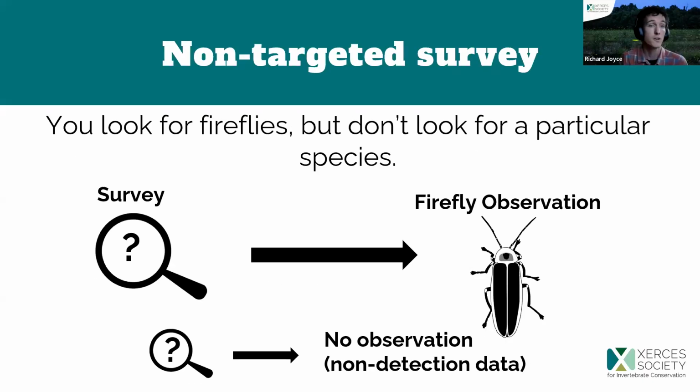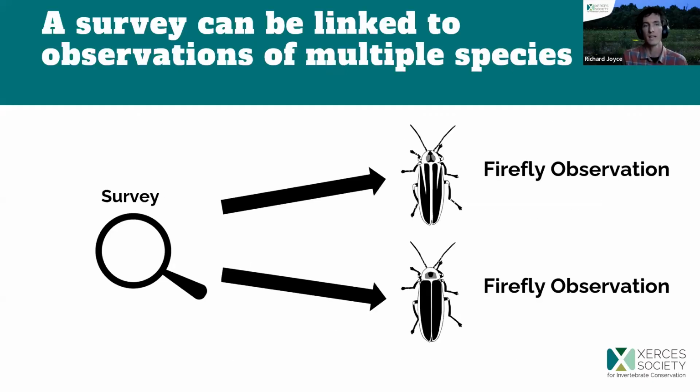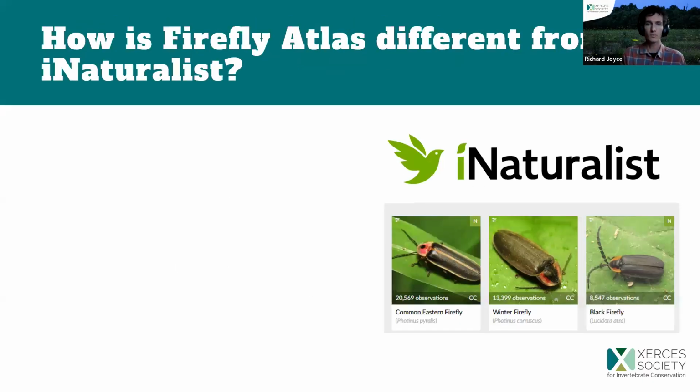You can also do a non-targeted survey where you just go out and look for fireflies, but you're not looking for a particular species. And a survey can be linked to observations of multiple species. So this helps because you don't have to enter the same information multiple times when that information is all about the survey or the event.